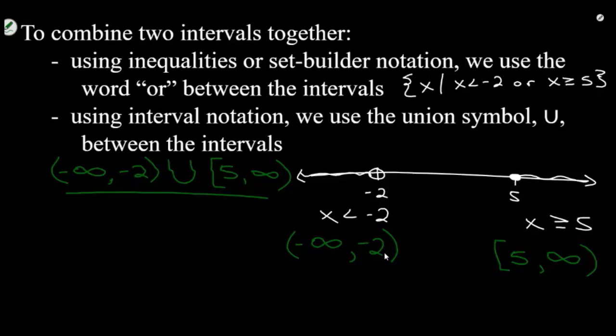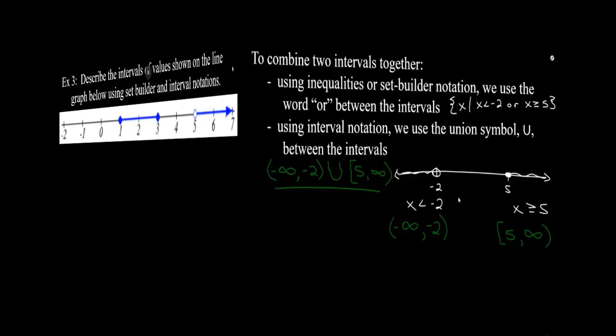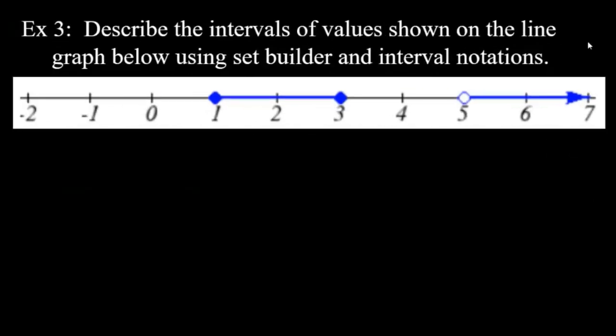All right. So does that make sense, kind of how they're similar, but they have some differences to them? And like I say, I know the interval notation for probably most of you is a little bit new, but it's not too difficult. You just have to remember the lower boundary and the upper boundary idea. Describe the intervals of the values shown on the line graph below using set builder and interval notation.